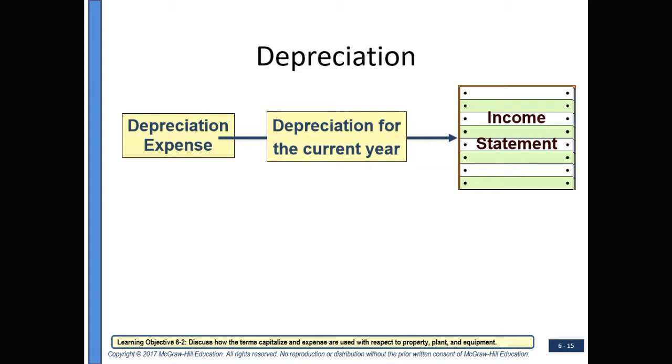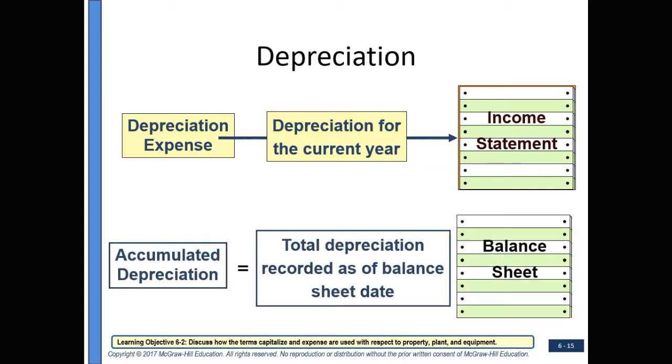Your depreciation expense is the calculated amount of depreciation for the current accounting period that is reported on the income statement. Whereas accumulated depreciation, a contra asset account, includes the total of depreciation that has been recorded for an asset as of the balance sheet date for its life with the company.